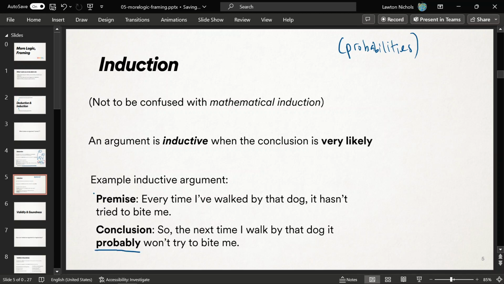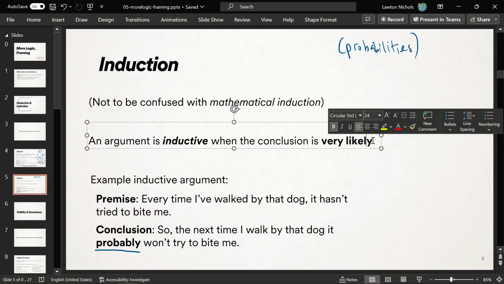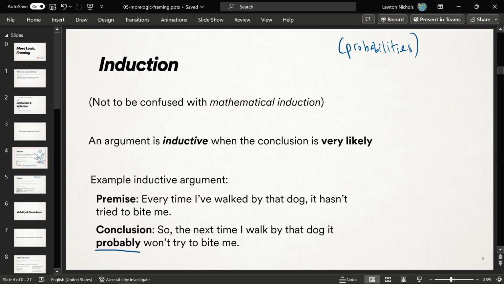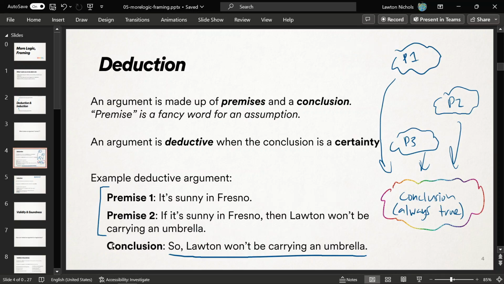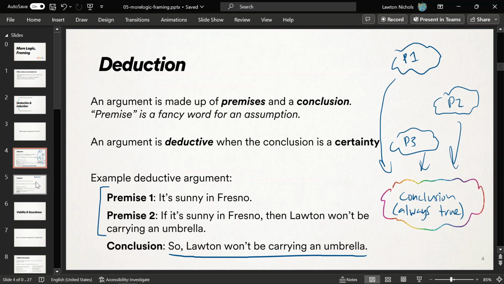Maybe if the dog's having a really bad day, or somebody provoked it, then he will start biting people. Hopefully not. But there is a possibility that your conclusion is false, even based on your premises, based on your evidence. Does that make sense? So that's the difference. Induction is all about probabilities. It's not a certainty that the conclusion will be true. It's just very likely based on your premises. And then deduction is when the conclusion is a certainty. It must be true. It always follows from those premises when you have a deductive argument.